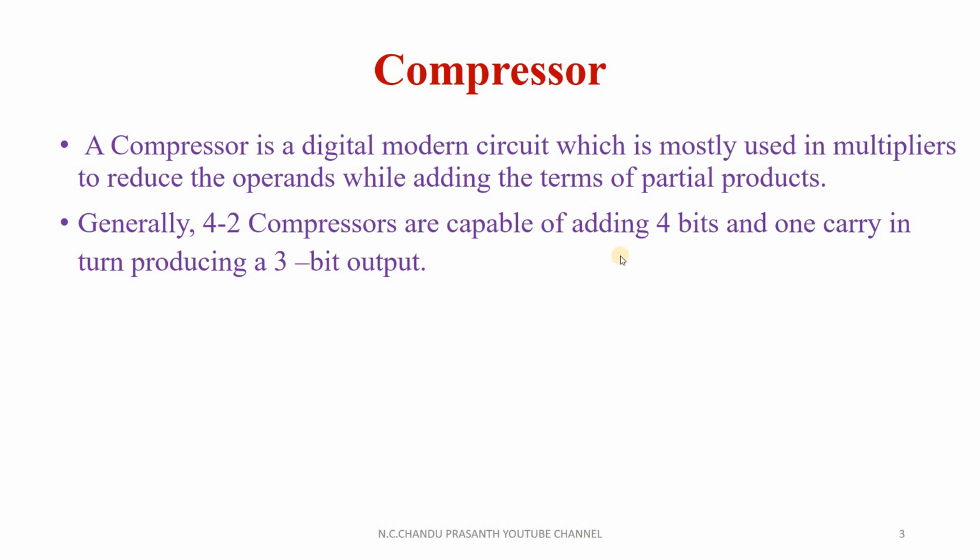So we have different kinds of compressors like 3-2 compressors, 4-2 compressors, 5-2 compressors, 6-3 compressors, etc. But in this particular topic, we mainly concentrate on the 4-2 compressors. Why? Because 4-2 compressors are widely used in fast multipliers to accelerate the compression process. Fine.